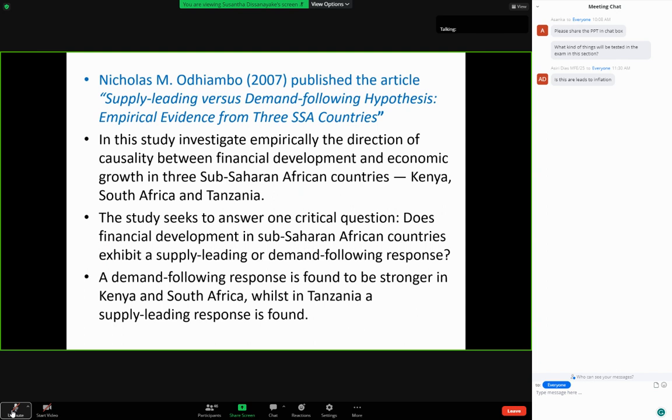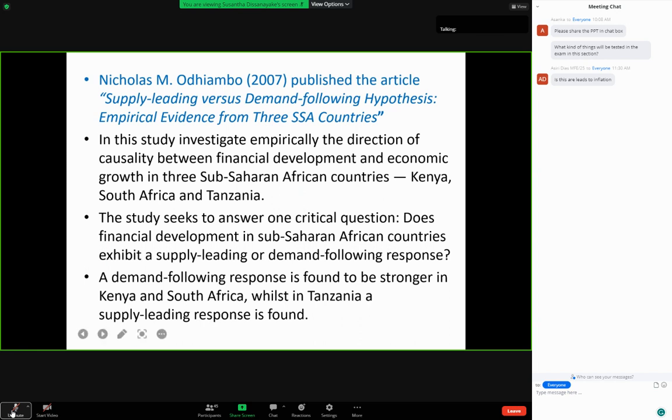2010 to 2020, that way. The time period also needs to be mentioned. Then only can we have a clear idea why, when the time changes, the response is also subject to change. So then in two countries they identified demand following.